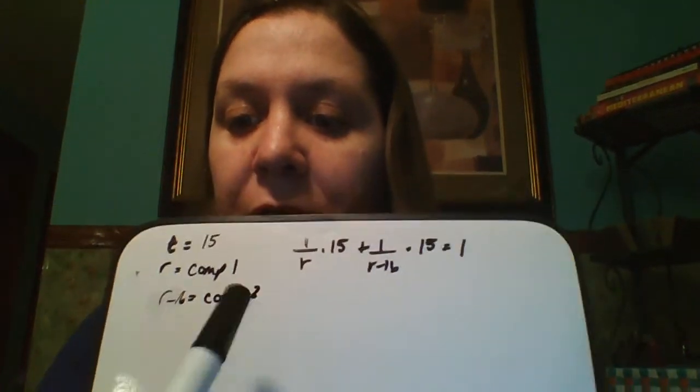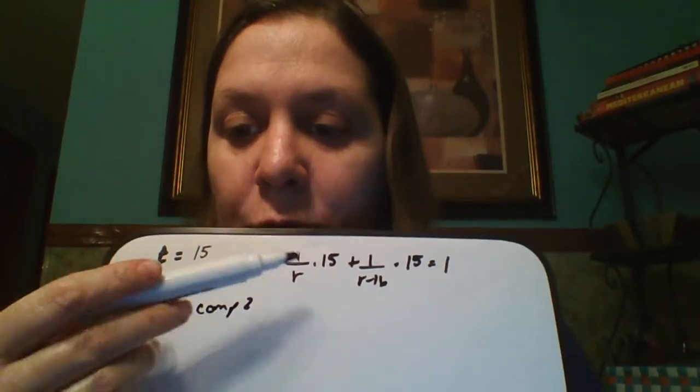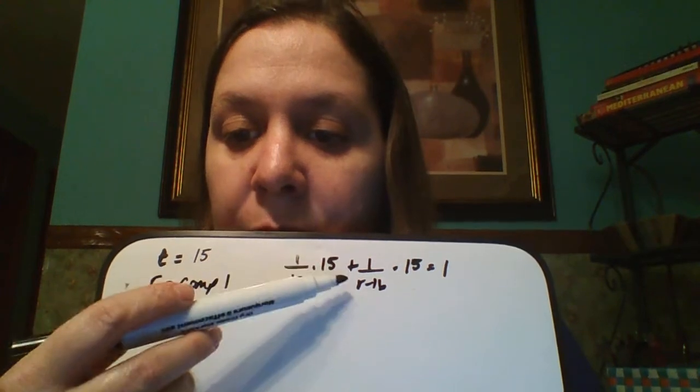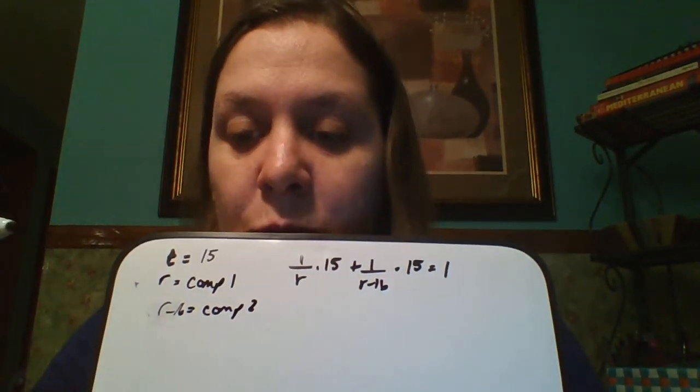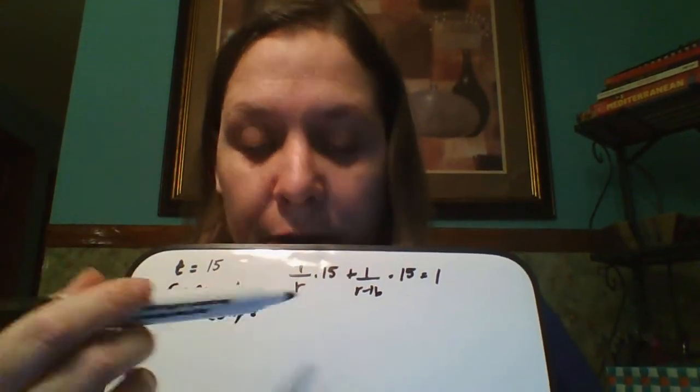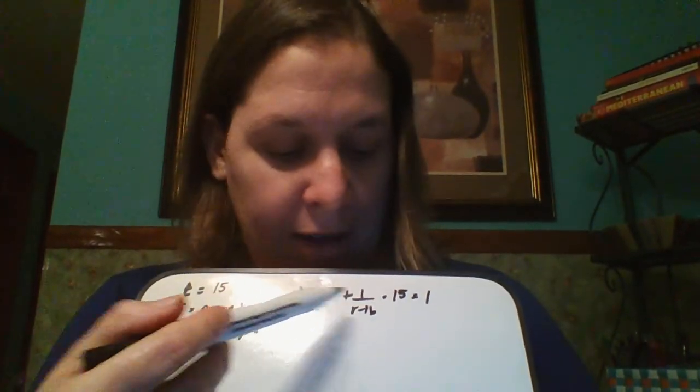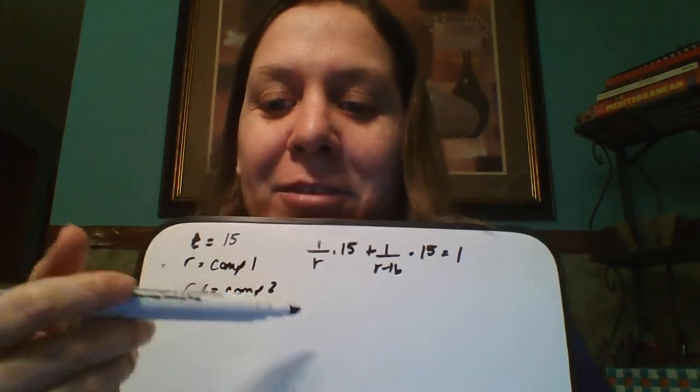Okay, so over here on this side now we have our problem written out. 1 over r times 15 plus 1 over r minus 16 times 15 equals 1. Now to solve this problem, we have fractions to deal with. So we have to get rid of those fractions.